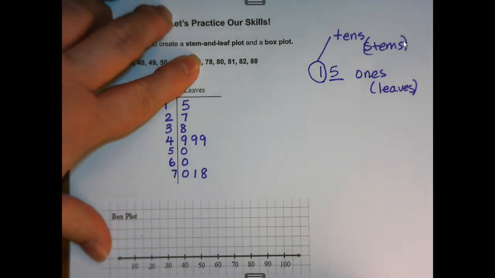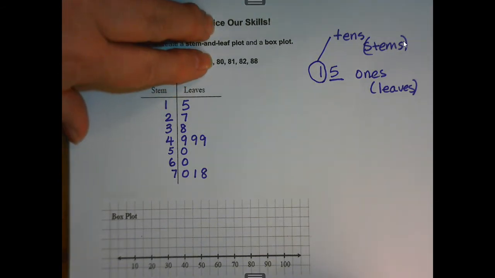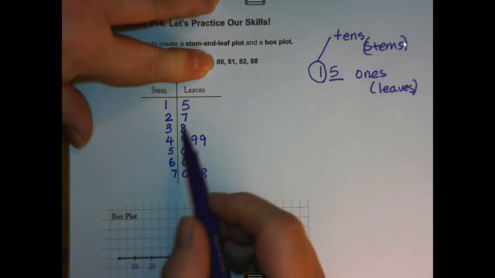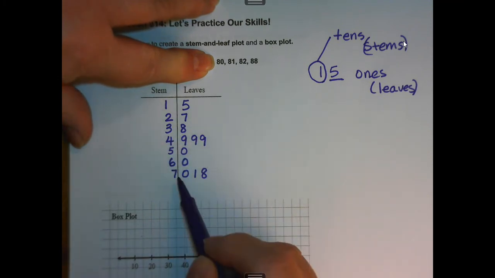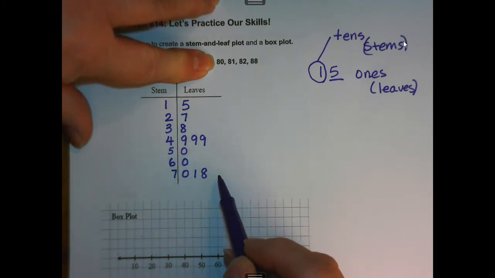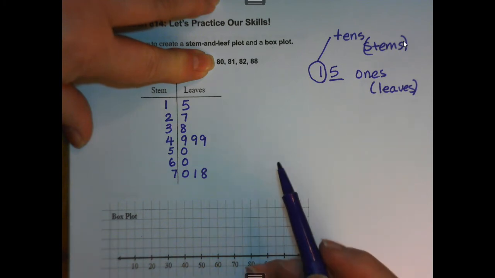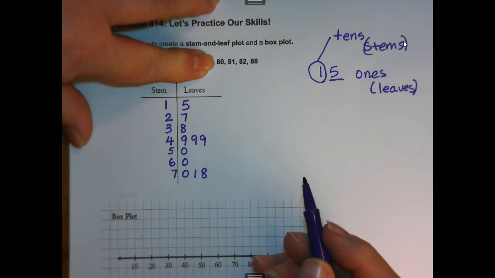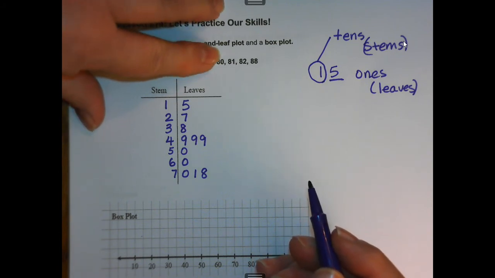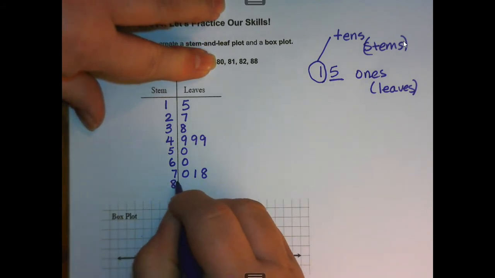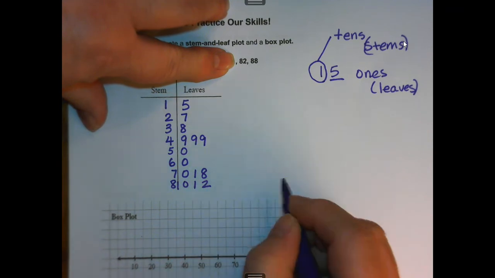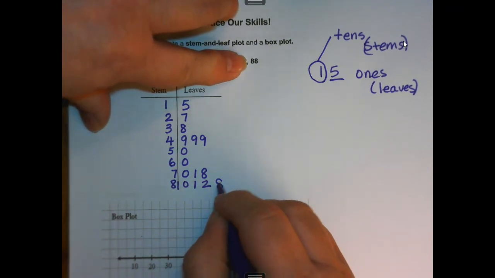Our data here is put in numerical order, so it's very easy for me to put together my stem and leaf plot correctly and accurately. We want our leaves to be in sequential order, and that is what I'm able to do when I've rearranged things into sequential order from smallest to greatest, or minimum to maximum. The next number I have is 80. My 0 over there. I have an 81, an 82, and an 88.